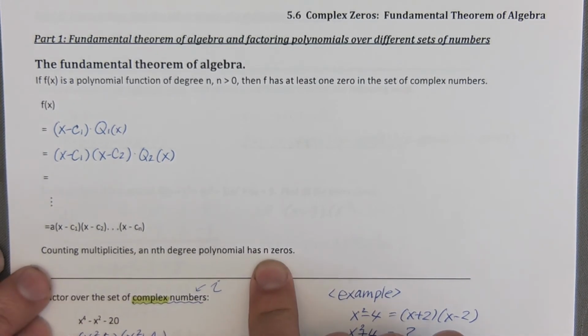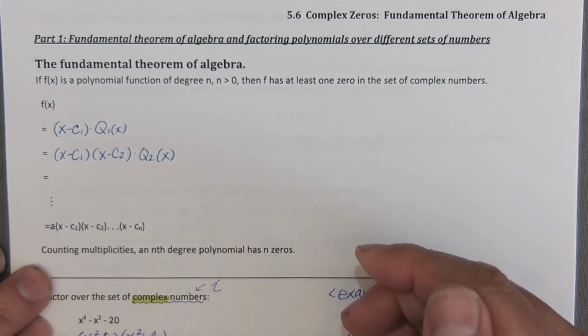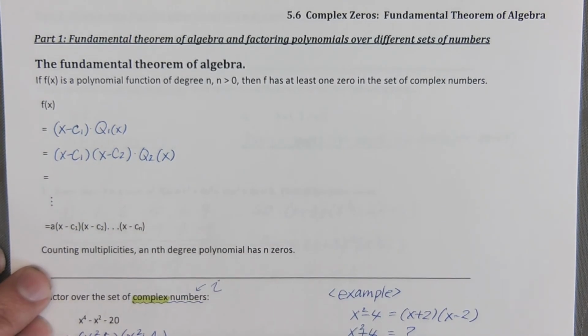Now that could mean that some of those zeros are repeated, so maybe 3 is a zero and it's actually (x minus 3) to the 5th power, so it has a multiplicity of 5 in that case. Each of those would be counted individually as 5 separate zeros.